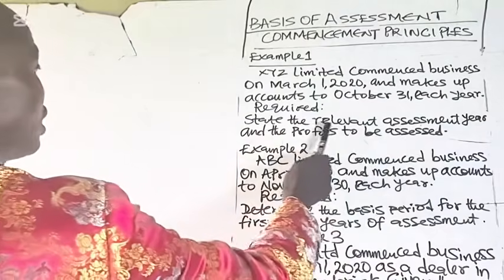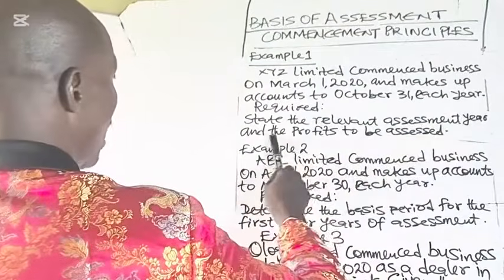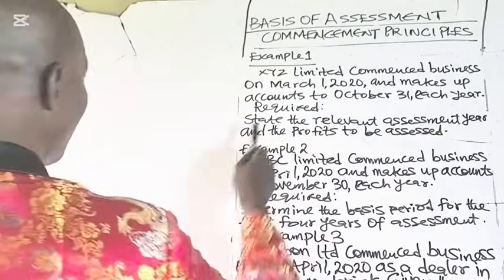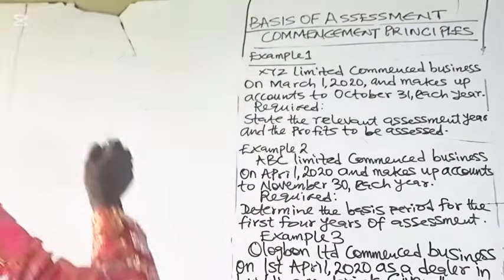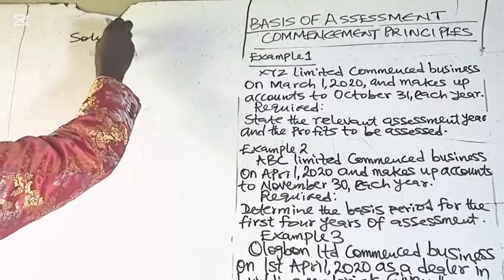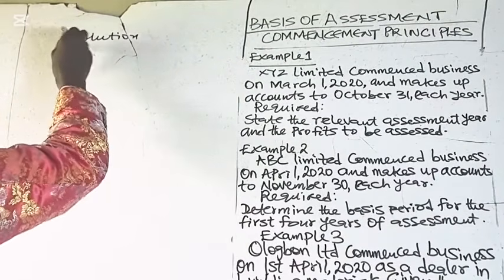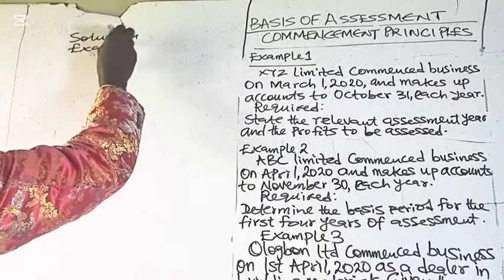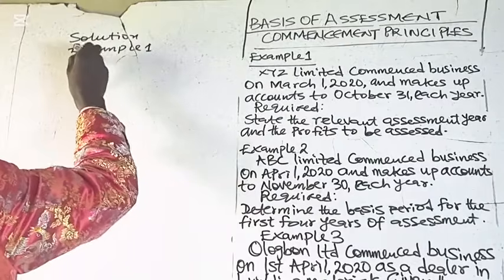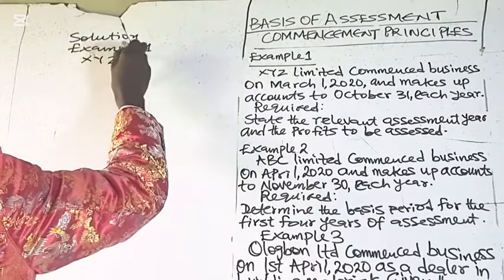Required: State the relevant assessment year and the profits to be assessed. The question is obtained from the ICAN study text. Now let's have the solution to that. Solution to example 1. The name of the entity is XYZ Limited.